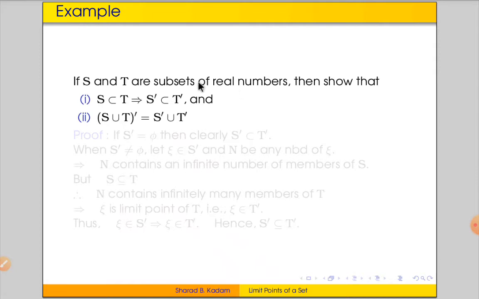So first example, if S and T are subsets of real numbers, then show that if S is subset of T implies derived set of S is subset of derived set of T, and derived set of S union T equals to derived set of S union derived set of T. So let's have its solution.